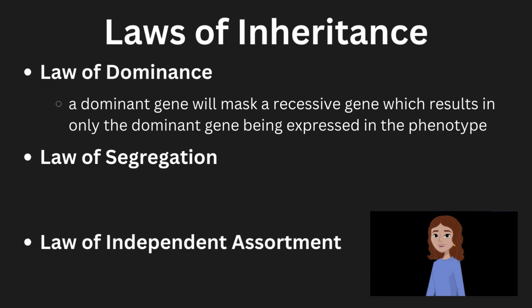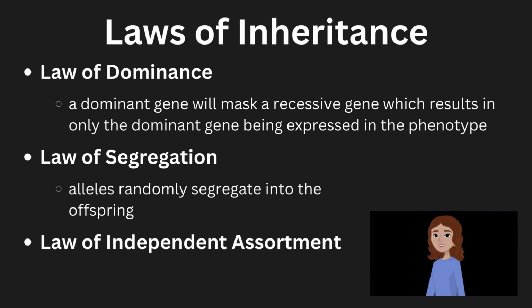Next, we have the law of segregation. This law states that alleles randomly segregate into the offspring. This was shown earlier when the heterozygous plant self-pollinated. Even though there was a 75% chance the offspring would be tall, there was a 25% chance that it could be short.